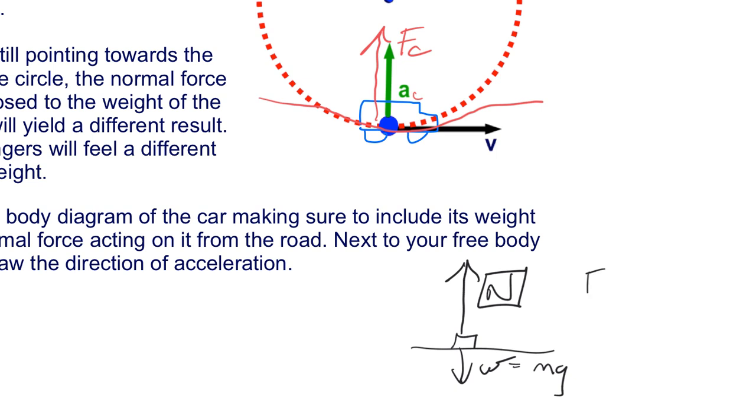Why? Because you have to have a centrifugal force that is pointing upwards when you're at the bottom, or else the car won't keep on going around the circle. It'll go off on a tangent. So FC is equal to the upward force minus the downward force.